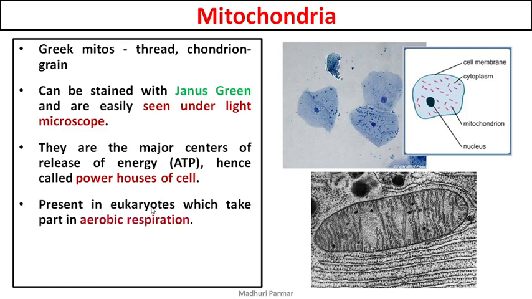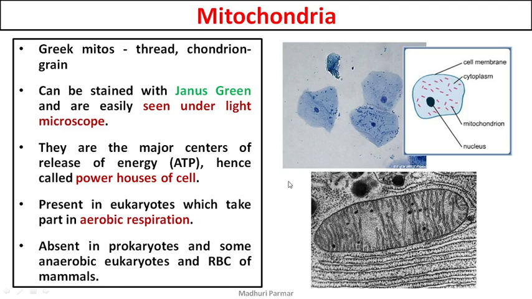They are present in eukaryotes which take part in aerobic respiration. Aerobic respiration is a type of respiration where you utilize oxygen and completely oxidize the organic compound, the substrate. For example, if you start with glucose, the end products of complete oxidation would be carbon dioxide and water. So in the eukaryotes which carry out aerobic respiration, you will find mitochondria. They are absent in prokaryotes and some anaerobic eukaryotes, as well as your RBCs.